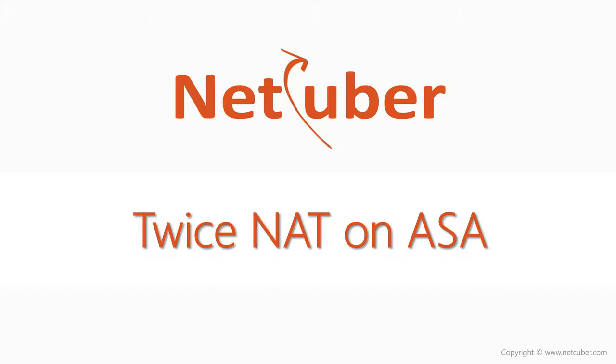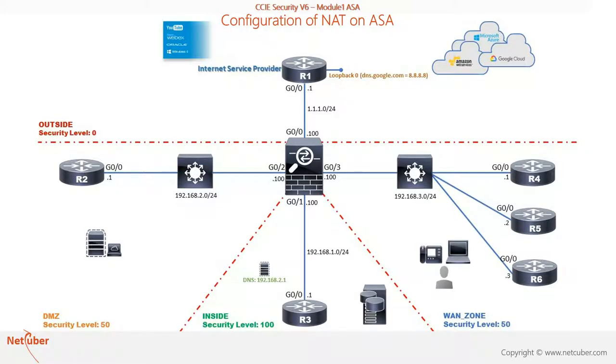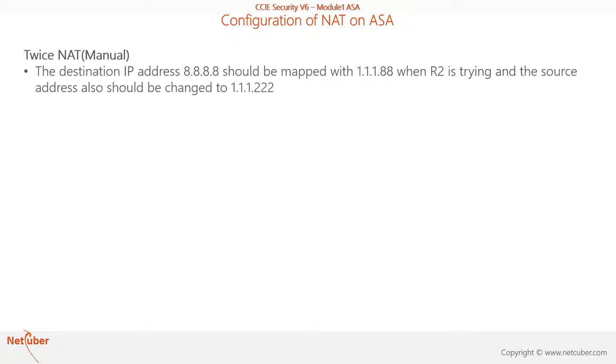In this session, we are going to discuss Twice NAT on ASA. Here is our NAT topology with 6 routers, 1 ASA and 2 switches. We have security zones defined: outside with a 0 security level, DMZ and WAN zone with security level of 50, inside with security level of 100. We have R1 placed at service provider level, R2, R3, R4, R5, R6 are behind firewall, and in this session we'll be checking Twice NAT.